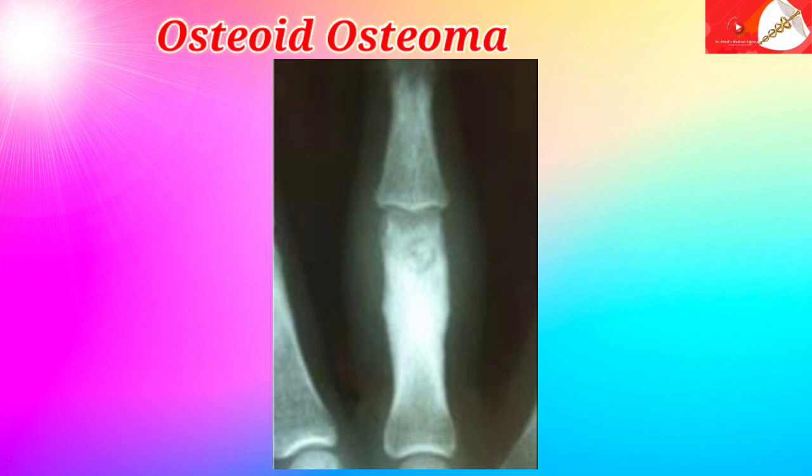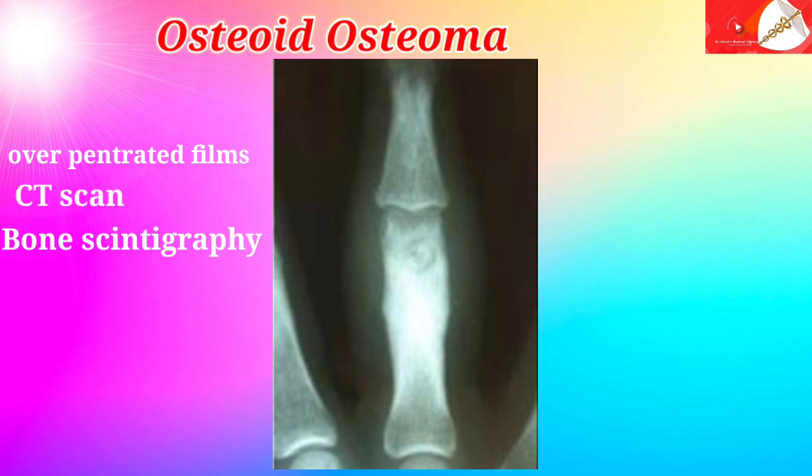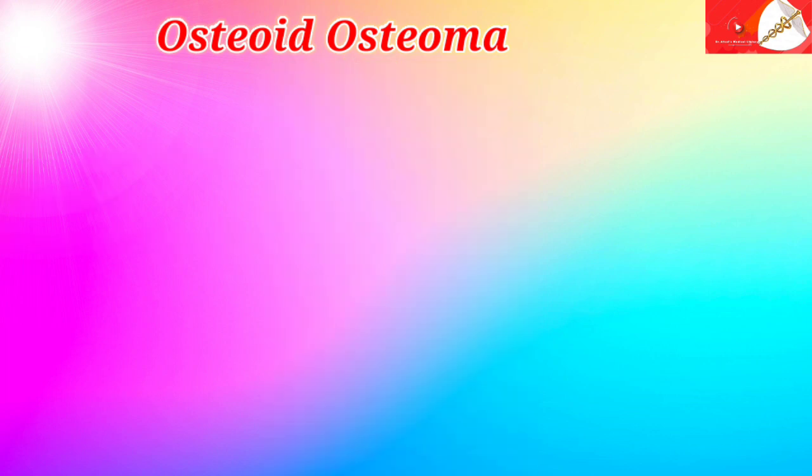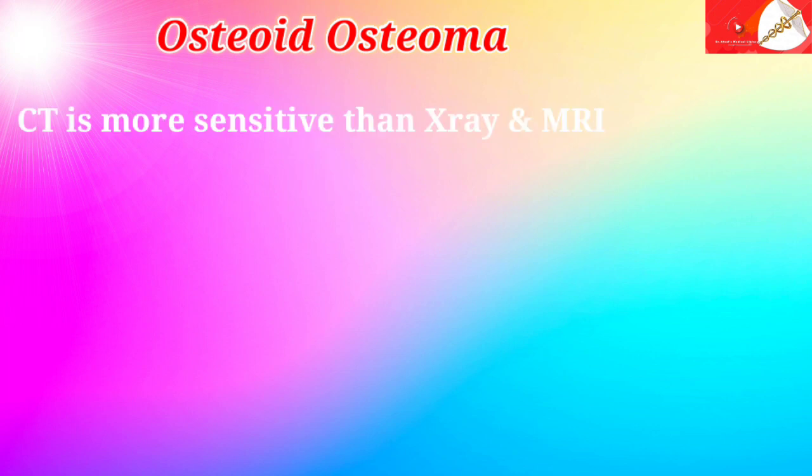When the lesion is surrounded by dense sclerosis, further investigation is necessary, requiring over-penetrated films, CT scans, and bone scintigraphy. In case of osteoid osteoma, CT is more sensitive than X-rays and MRI for detecting the mineralization, so CT is better for detecting the nidus and the presence of exuberant sclerosis.